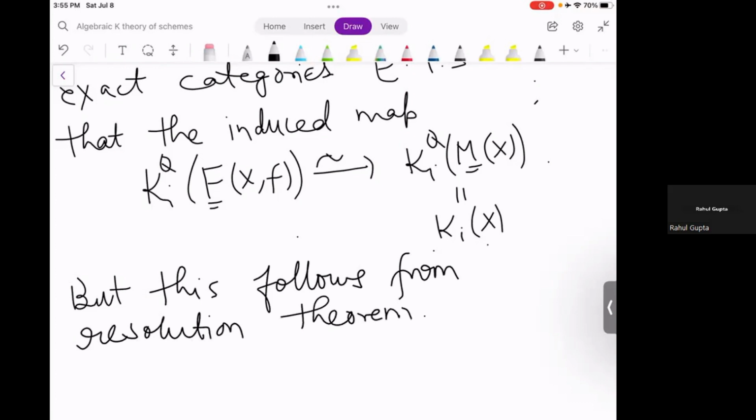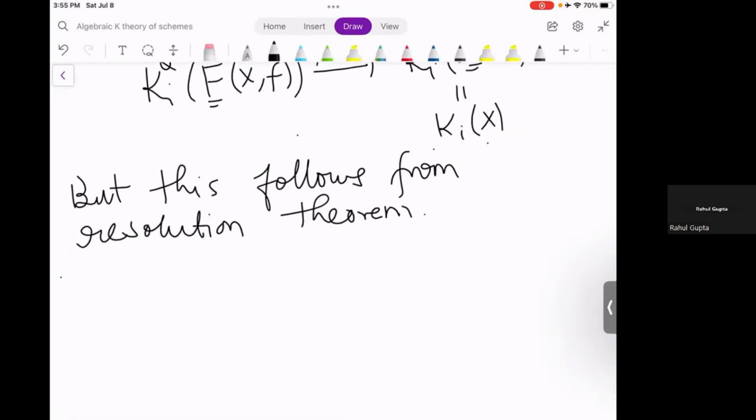Okay. Is it okay? Do people really want to see this resolution theorem and how these things follow, or should we continue? We can continue. If you have seen this resolution theorem, it's good. You should try to verify the statements which I'm making. Otherwise, we can discuss afterwards. Okay, just give me a second.